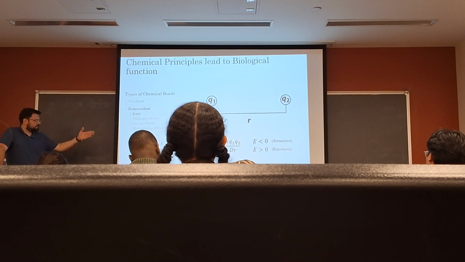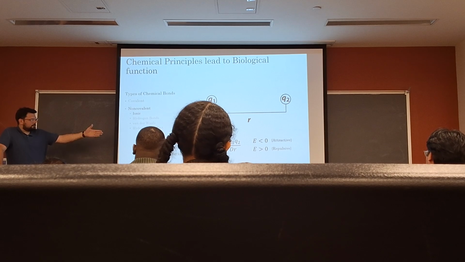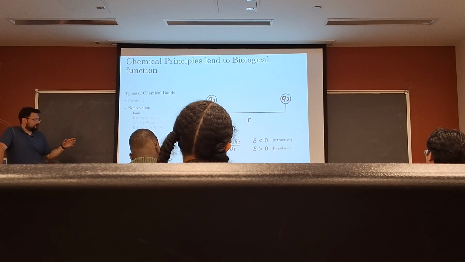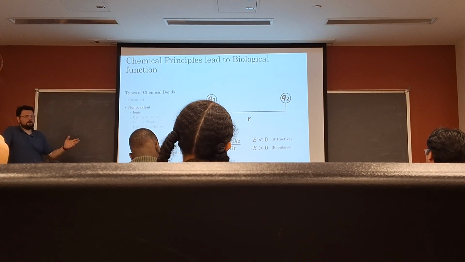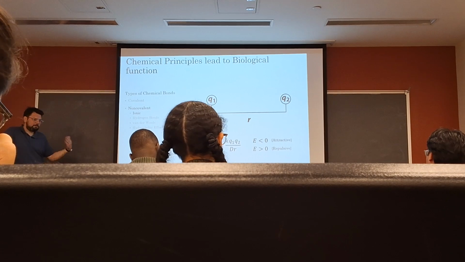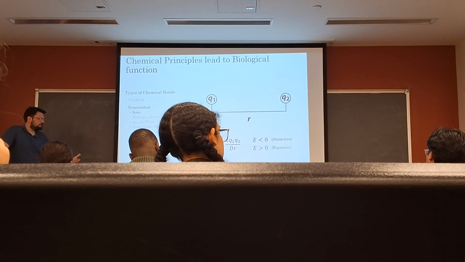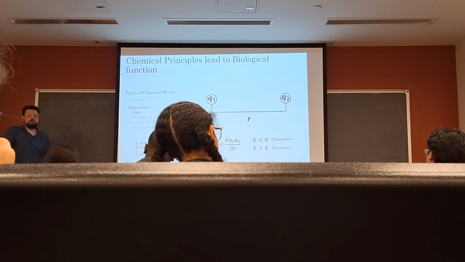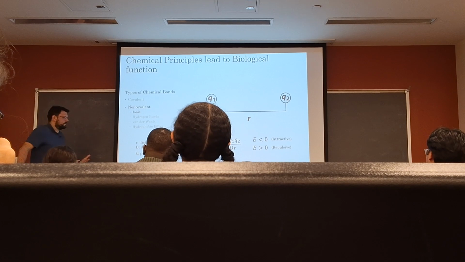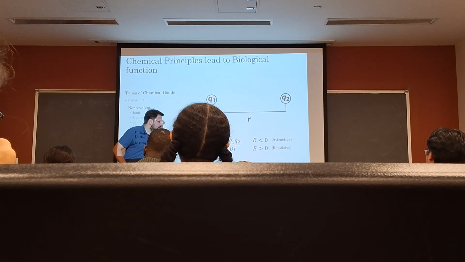Well, now E is K, which is positive, times +1 times +1, so that's still positive, divided by 80, which is positive, divided by R, which must be positive, so E is going to be positive. So if E is greater than 0, then we know that we have a repulsive force. And if E is less than 0, then we have an attractive force.